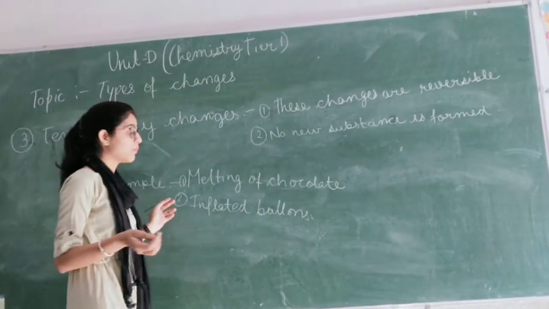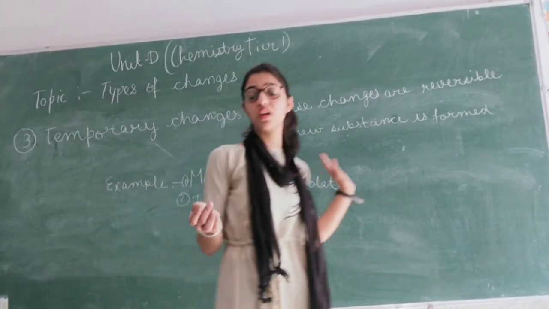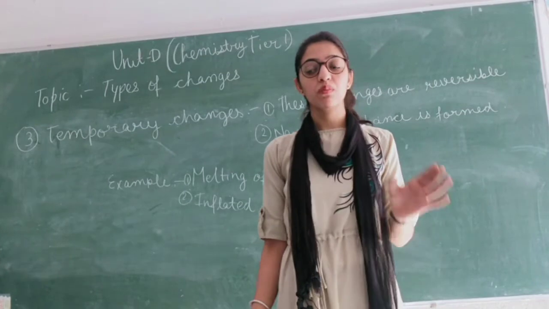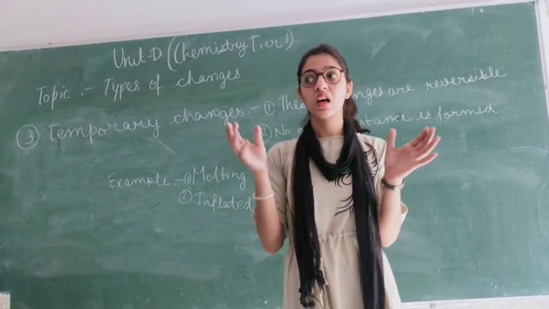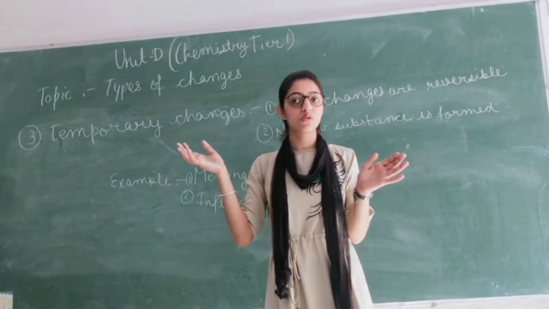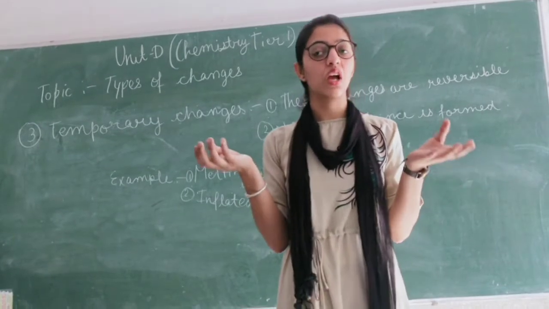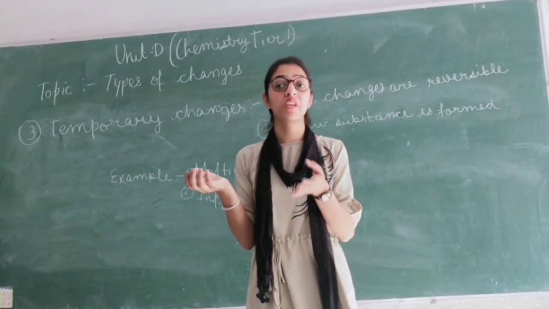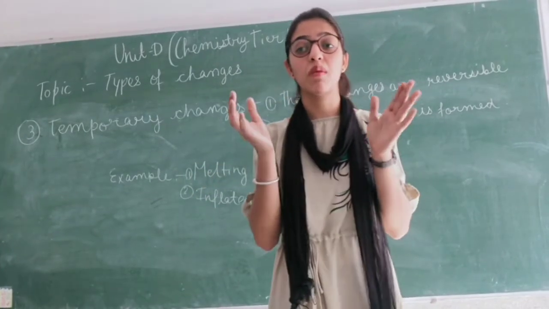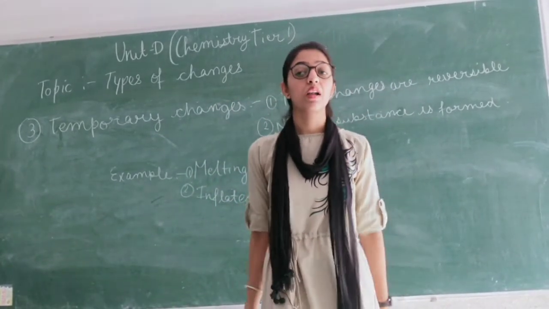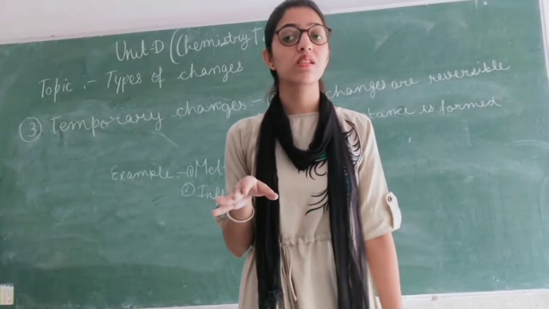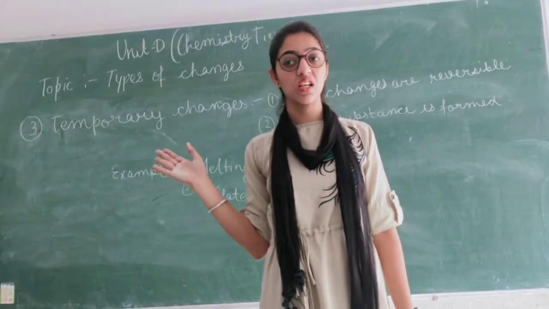Now, what are the examples of this temporary change? One is the melting of ice. When we keep ice in sunlight, it melts in a few hours or a few minutes or a few seconds. It depends on the amount of ice. And melting of chocolate is also an example of temporary change.